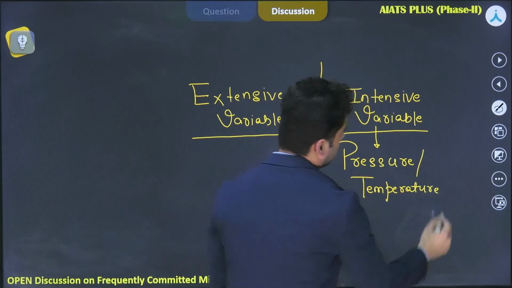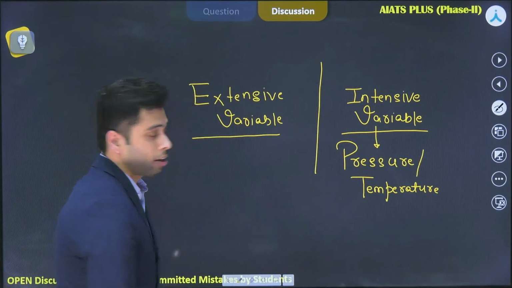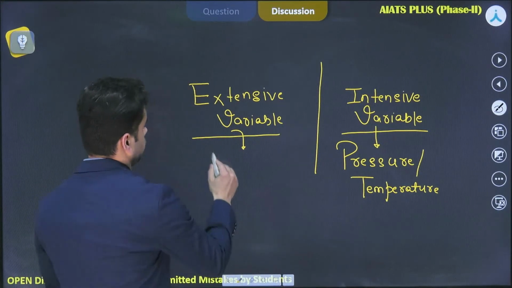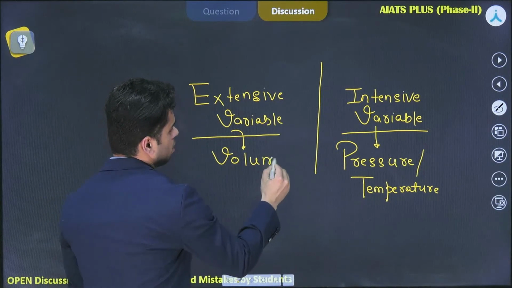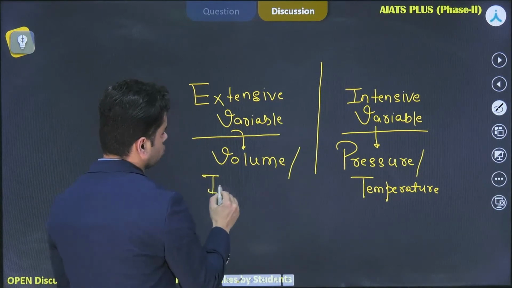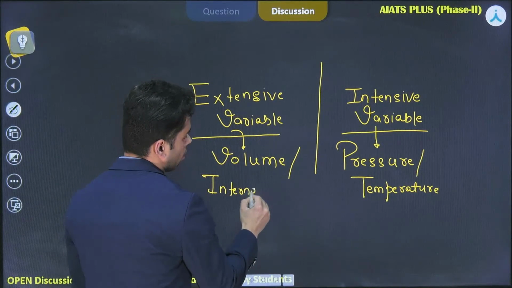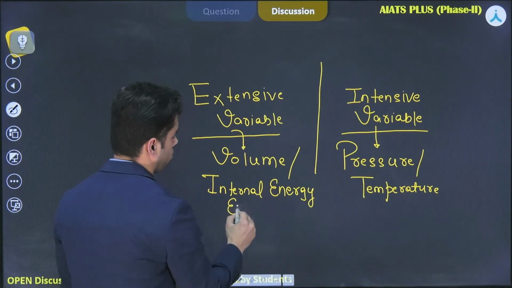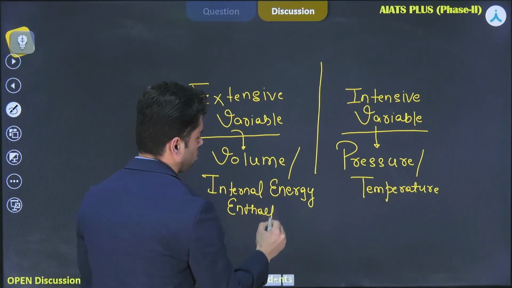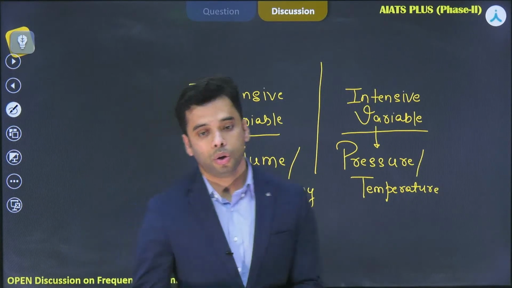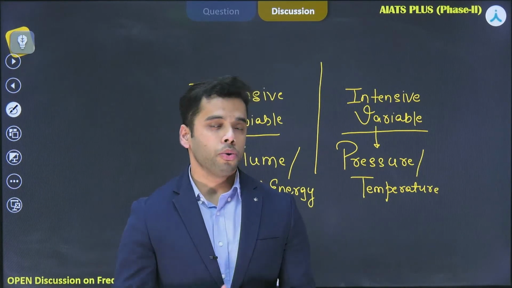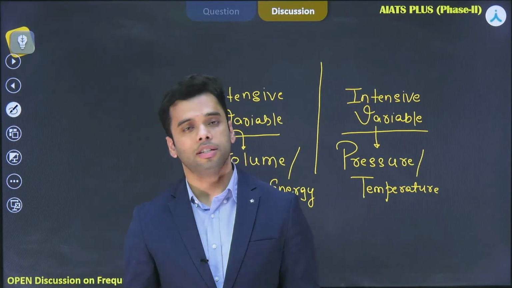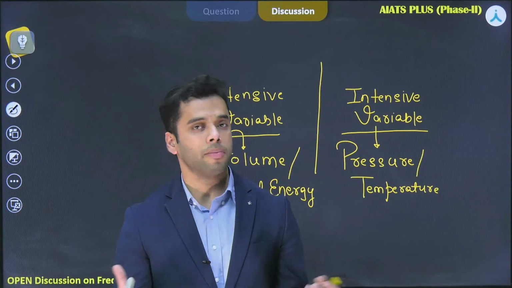And what about the extensive variable? The extensive variable depends upon the size of the system. So volume will be the extensive variable, and internal energy, or you can say enthalpy. So that's how you divide the thermodynamic variables. One is the intensive, another one is the extensive. One depends on the size of the system, the other doesn't depend upon the size of the system.